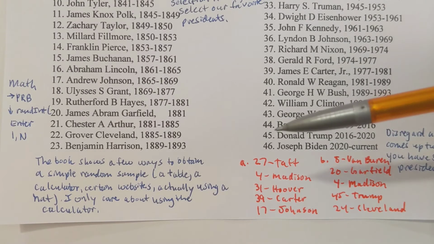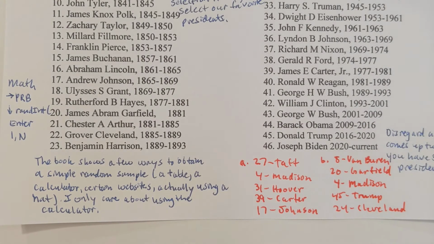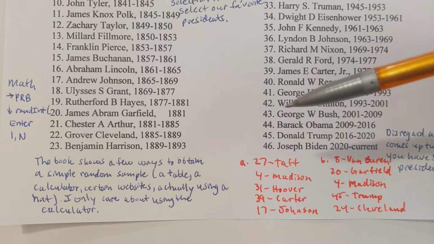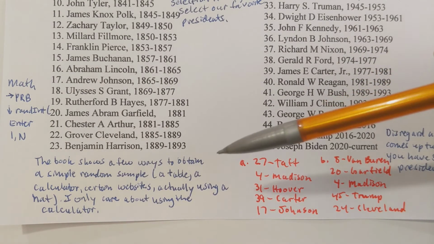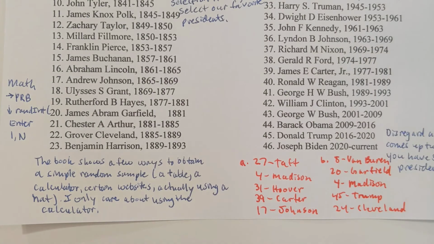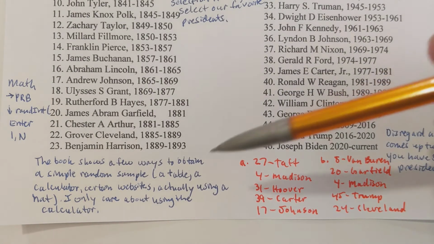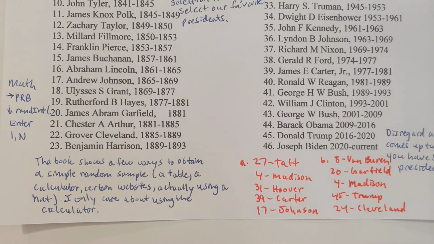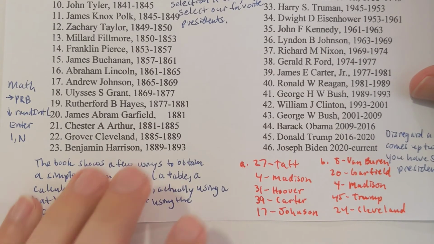Now, the book shows a few ways to obtain a simple random sample. They have a table, a calculator, certain websites, and actually using a hat. I only care about using a calculator, and I'll show you how we get that.